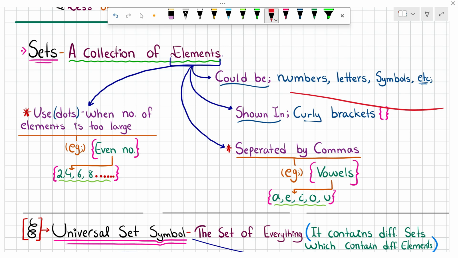For example, vowels. What are the vowels? A, E, I, O, U. So these are all letters separated by commas inside curly brackets. So elements are numbers, letters, or symbols. They're shown in curly brackets and they're separated by commas. Elements use dots when the number of elements is too large. So for example, even numbers, we have an infinite amount of even numbers. But of course, we cannot write all the even numbers, so we usually write dots. 2, 4, 6, 8, dot, dot, dot, to continue onwards.